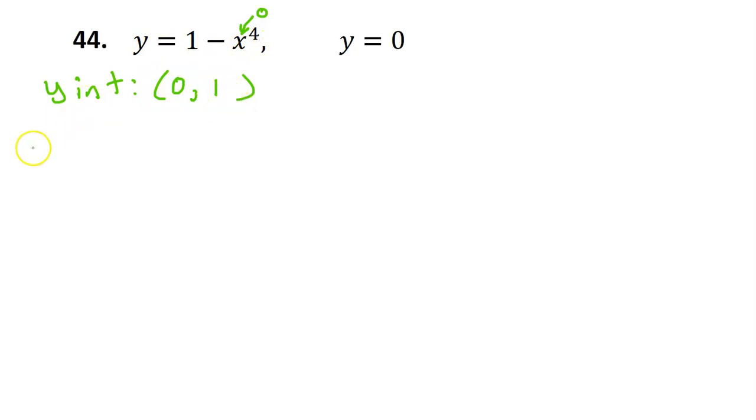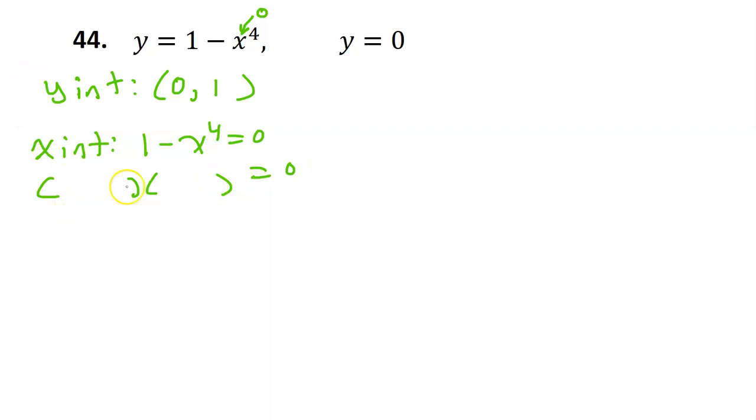What about the x-intercept or intercepts? For the x-intercepts, you set the entire function equal to 0 and solve. So if I set 1 minus x to the 4th power equal to 0, if I want to solve this, I'm going to factor.